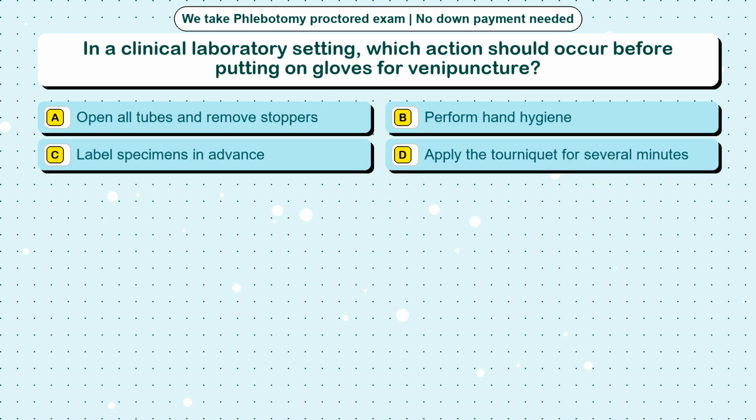Question 71. In a clinical laboratory setting, which action should occur before putting on gloves for venipuncture? Option A. Open all tubes and remove stoppers. Option B. Perform hand hygiene. Option C. Label specimens in advance. Option D. Apply the tourniquet for several minutes.